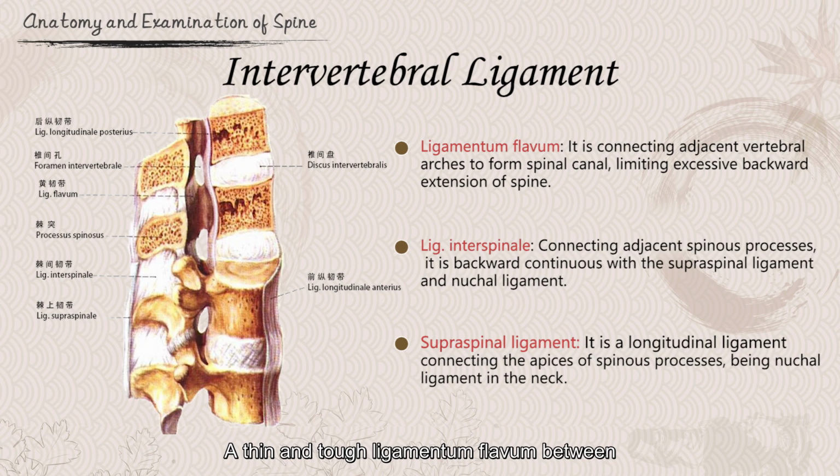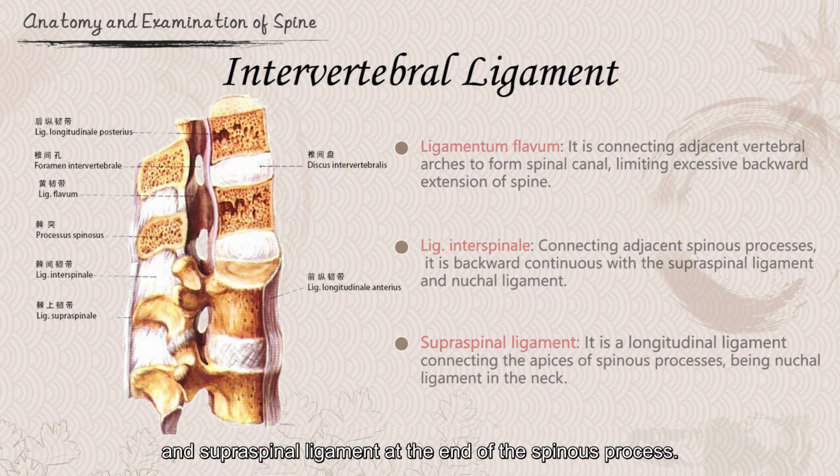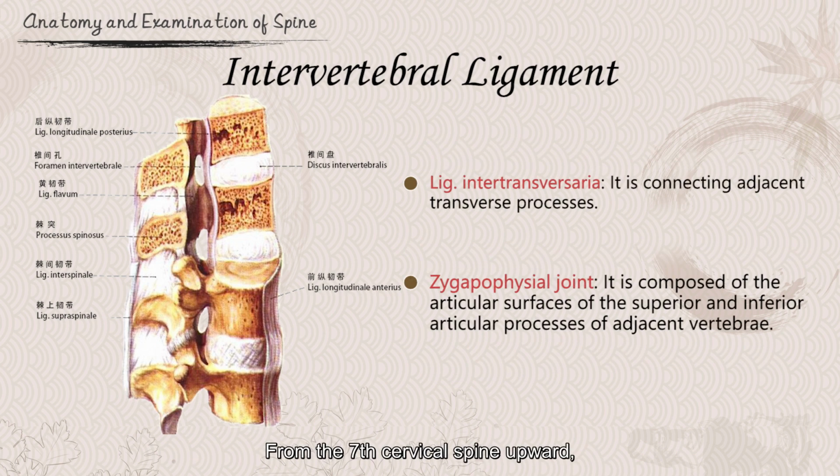A thin and tough ligamentum flavum lies between the adjacent vertebral plates, with an interspinal ligament between each spinous process, and a supraspinal ligament at the end of the spinous process. From the 7th cervical spine upward, the supraspinal ligament becomes the nuchal ligament.